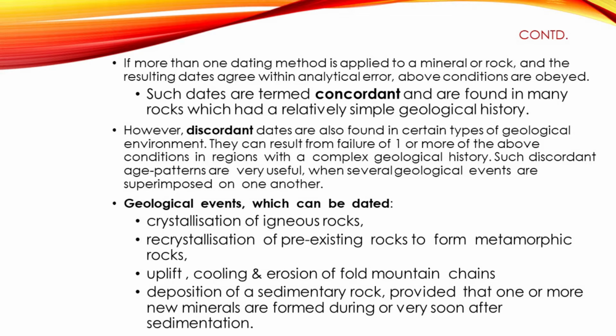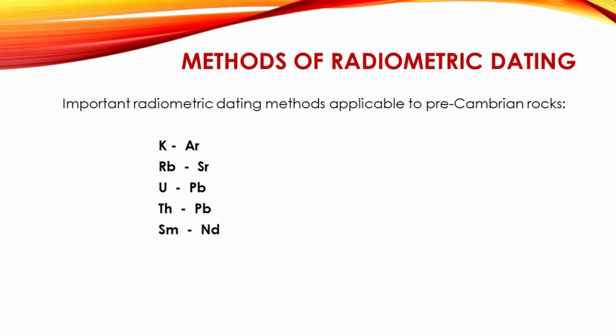Fourth, deposition of a sedimentary rock, provided that one or more new minerals are formed during or very soon after sedimentation. Now we'll talk about the various methods of radiometric dating. There are a number of radiometric dating techniques, but the most important radiometric dating methods which are applicable to date the Precambrian rocks are the potassium-argon method, rubidium-strontium method, uranium-lead method, thorium-lead method, and samarium-neodymium method. Now we will talk about the various methods one by one.